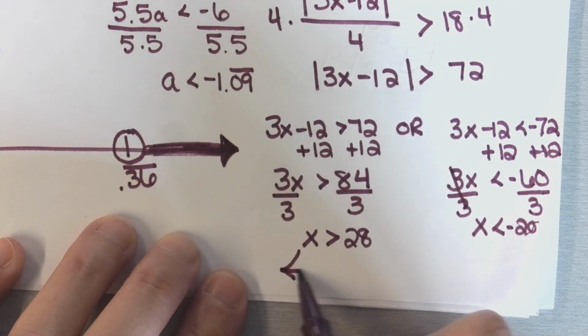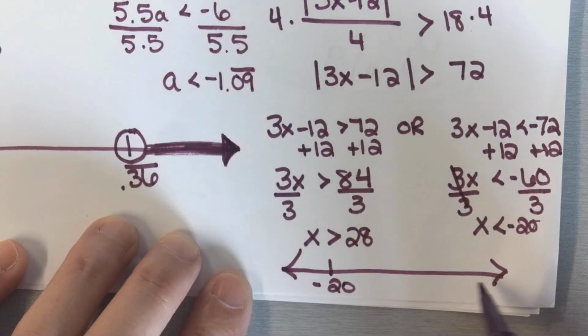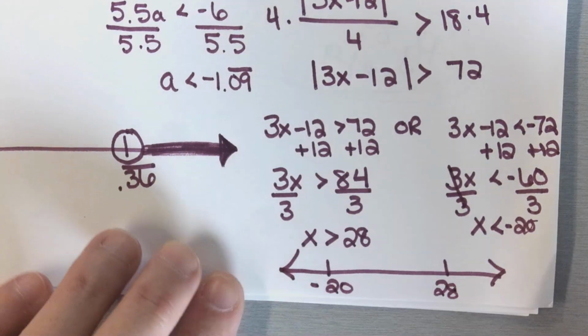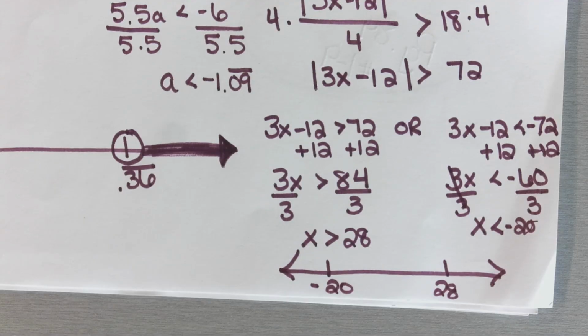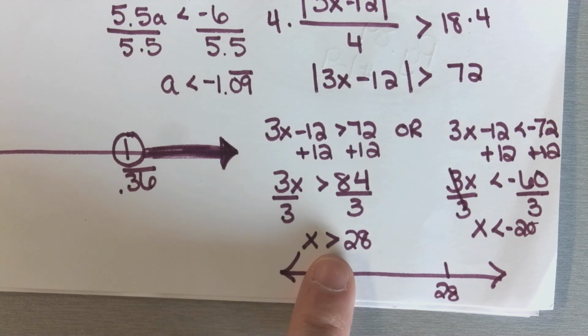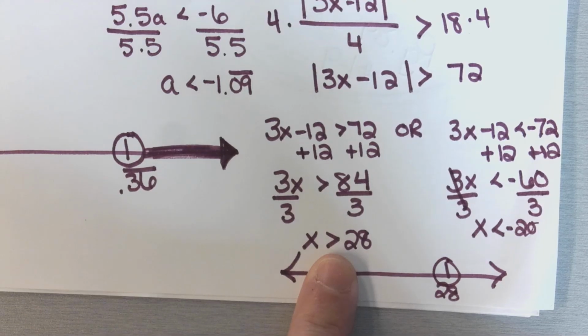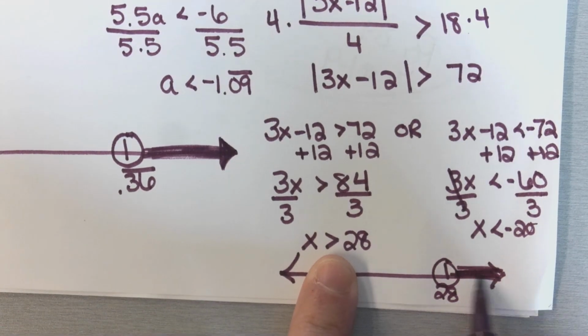Draw me a number line. On your number line, you need negative 20 and you need 28. I'm not going to make you write all the stuff in the middle. Okay, this one says bigger than 28. Open or close circle? Open. And where are numbers bigger than 28? To the left or to the right? Okay.